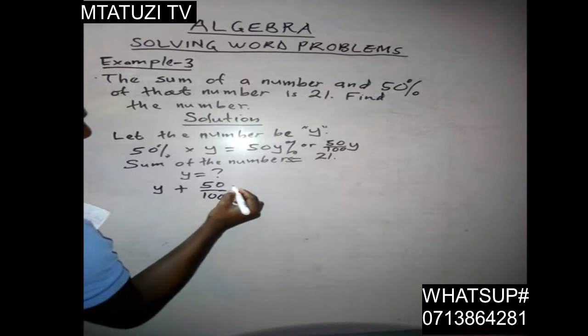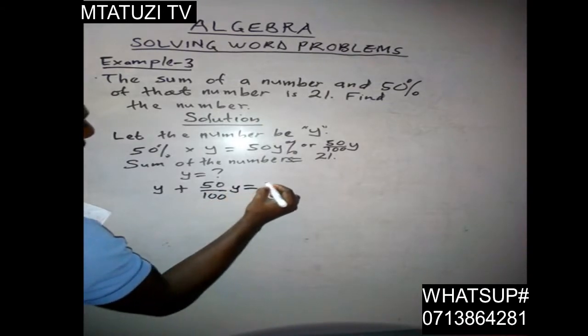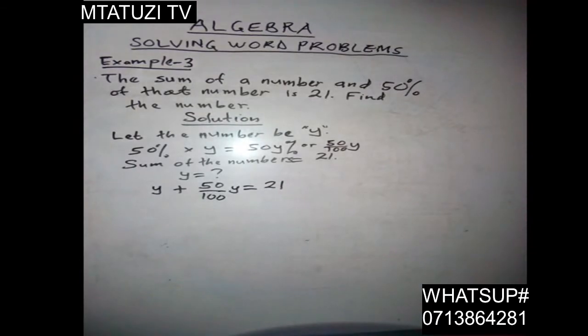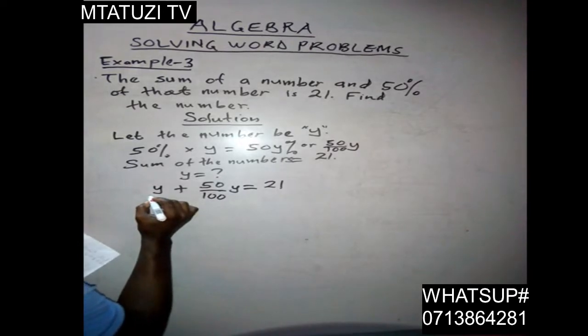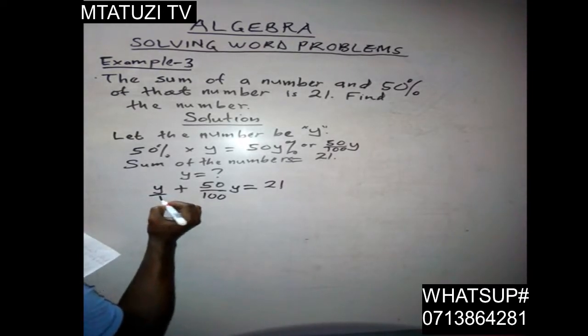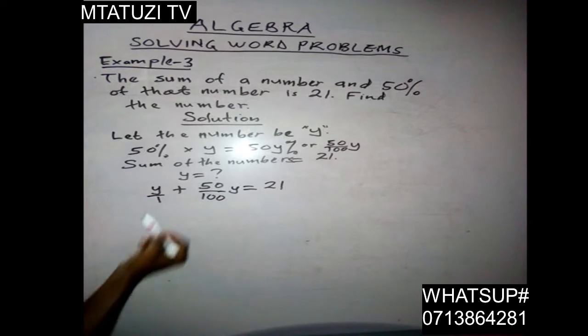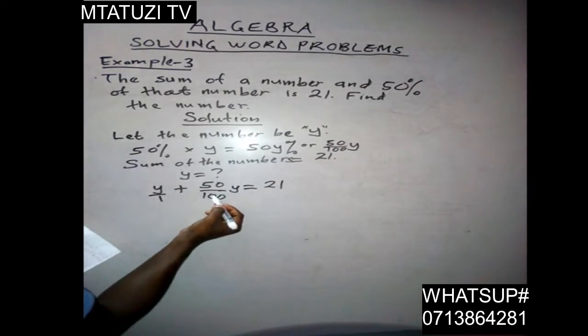50 over 100 y is equal to 21. So now let us find the number. In order to do it, we do as follows. Here, we put y over 1 in order to make it equal to this one, so that we can easily calculate it. So therefore, we have to find the LCM.